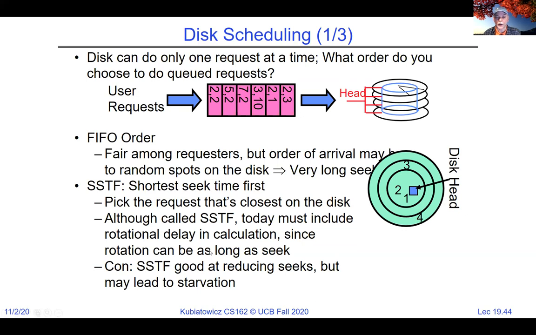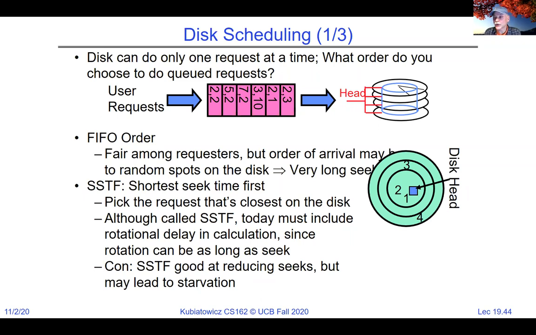Although this is called SSTF, today you have to include all sorts of things like rotational delays in the calculation, since it's not just about optimizing for seek, you also have to optimize for rotation. The pro of this is that you can minimize your head movement as long as you have a bunch of things queued up. The con is you can lead to starvation, because if a bunch of things keep arriving on the queue and you force the disk head to keep servicing things in the local area, maybe on the inner tracks, you may never get to the outer tracks. So even as you're limiting the disk movement, you're causing a lot of requests to get stuck and never serviced. Okay, so that's a problem.